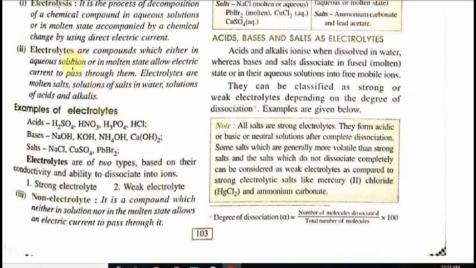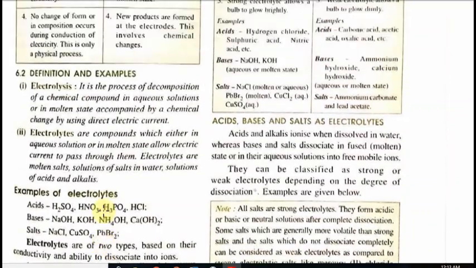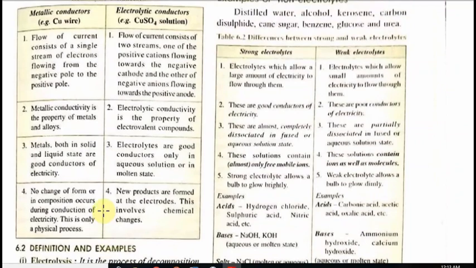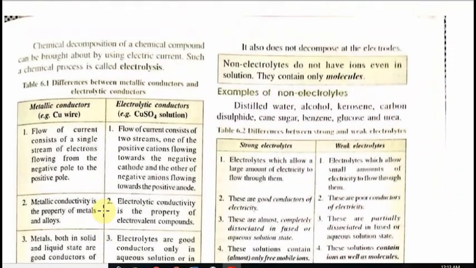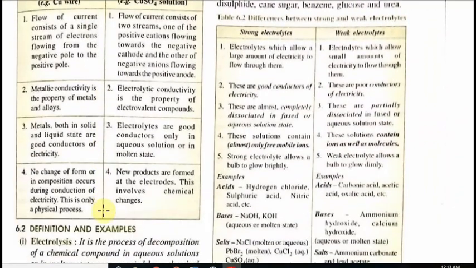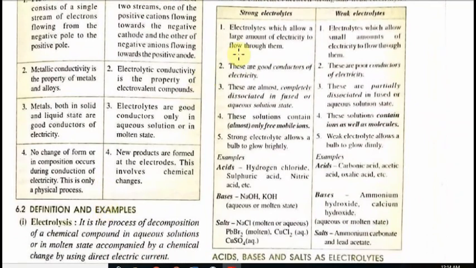Now we have seen electrolytes, and just opposite of an electrolyte is a non-electrolyte. Non-electrolytes do not allow electric current to pass, and they also do not show chemical change. Now strong and weak electrolytes are very easy to understand. Please check this table. A strong electrolyte produces a large amount of ions. A weak electrolyte produces a small amount of ions.